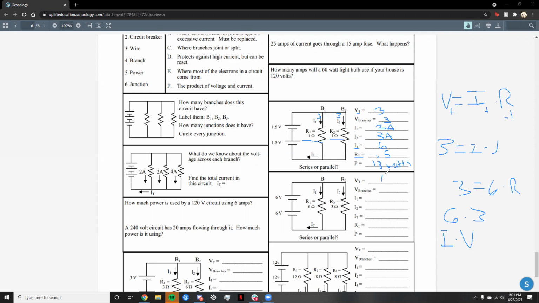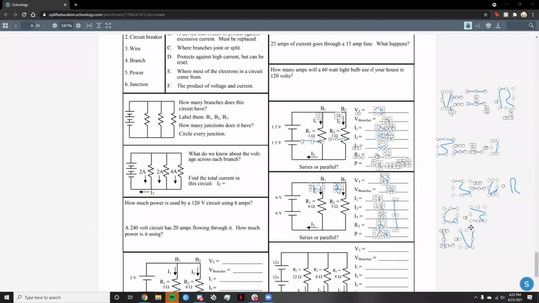VT equals 12. Then each branch is 12. We have 12 right here and 12 right here. 12 divided by 6 is 2. 12 divided by 3 is 4, and 2 plus 4 is 6. 12 divided by 6 is 2. And then 6 times 12 is, I want to say, 72 watts. Make sure to put your units. I'm just trying to get the numerical answer.